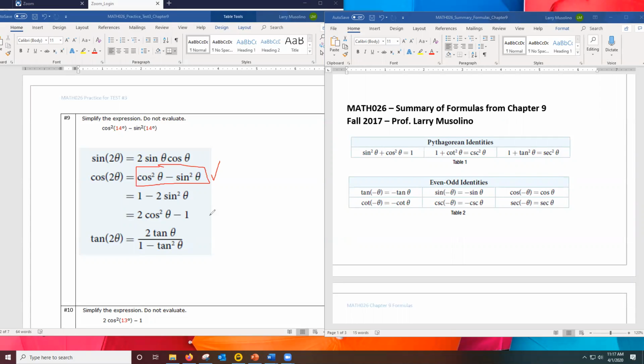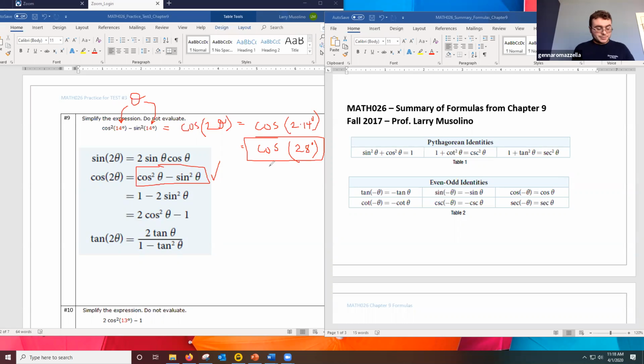So all I have to do is recognize that in the example they're giving me, theta matches up to this angle 14 degrees. Well, this expression is equal to cosine 2 theta. But in our example, theta was 14 degrees. So this is just going to be 2 times 14 degrees. So the answer here is just cosine 28 degrees. And notice the problem said do not evaluate, meaning just leave the answer as cosine 28 degrees.